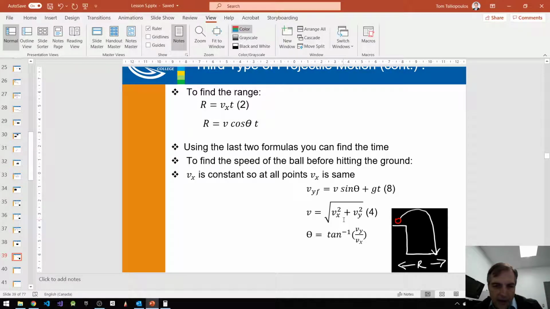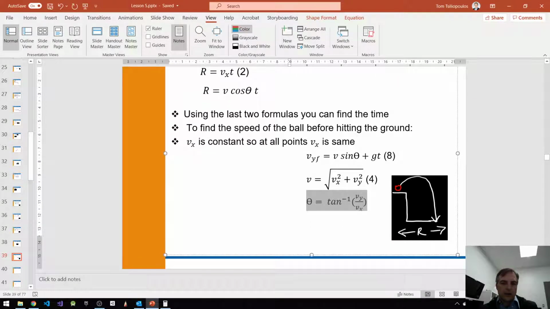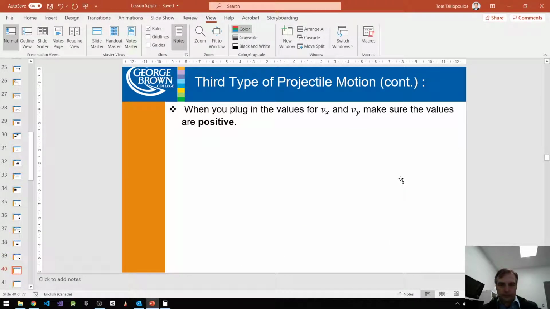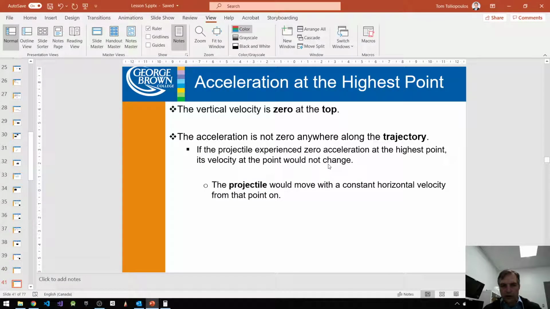If you want to find the angle, knowing what the component velocities are, you can take Vy over Vx, take the arc tangent of that, and you can figure out the original kicking angle. Okay, so those are all the things that we have in our toolbox. And again, like it says here, make sure when you plug in values for Vx and Vy, the values are positive if you can, and that you adjust your coordinate frame to do that.